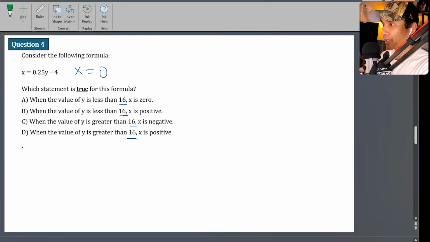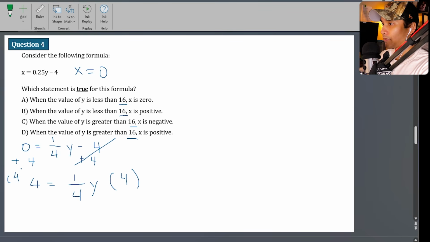So x equaling 0, 0 equals 0.25, and I'm going to write that as 1/4 y minus 4, plus 4 on both sides, cross that out, 4 equals 1/4 y, and to get rid of this fraction, we're going to multiply both sides by 4. And then that leaves us with y equals 16. 4 times 4 is 16. Yeah, y equals 16. And that's our cutoff. So I'm going to put our cutoff over here.